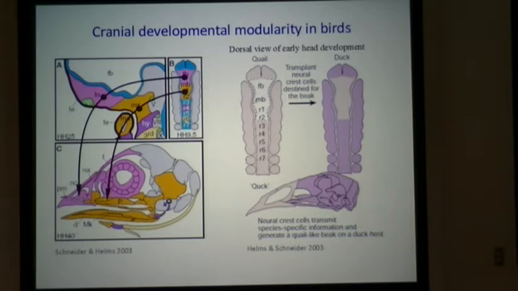And in fact, even if you do the crude experiment of chopping off the top of the neuroectoderm from a quail, slapping it onto a duck, letting it grow up, then you get a quail beak on a duck head. So there is actually good developmental consistency with that. But it's crude, I should say.